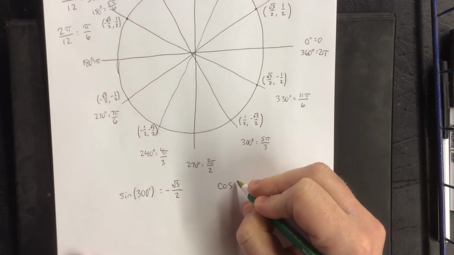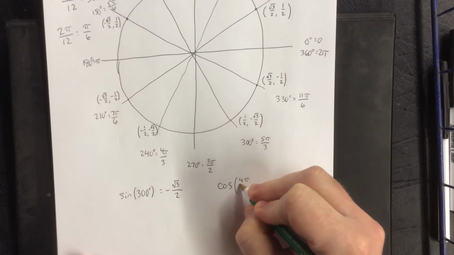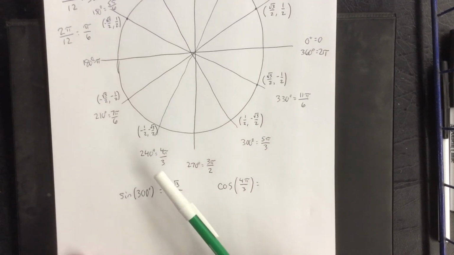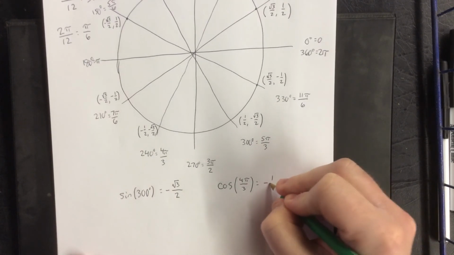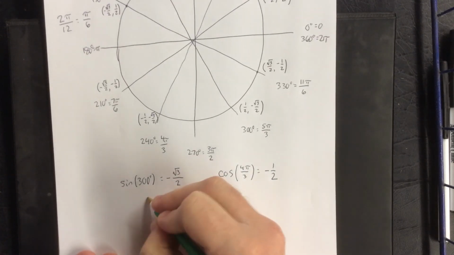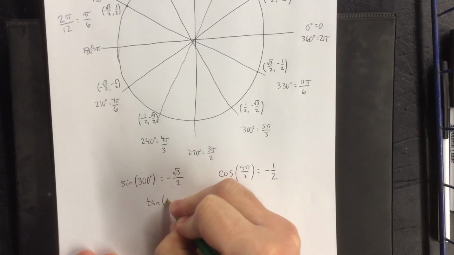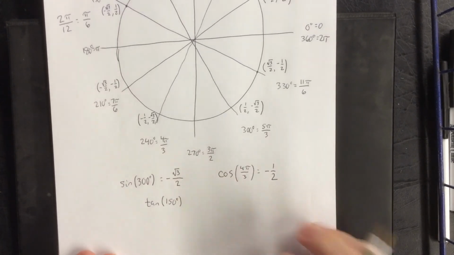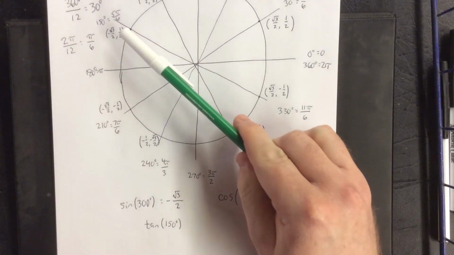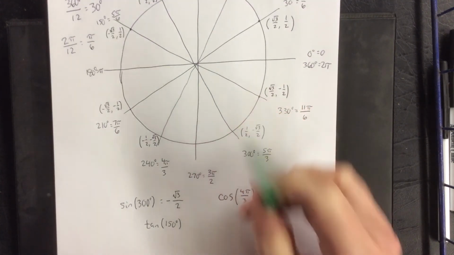Whereas if we did something like the cosine of 4 pi over 3, we go to the angle 4 pi over 3. Cosine would be the x-coordinate. That'll be negative 1/2. Whereas if we wanted something like the tangent of 150 degrees, we would have to find the 150-degree angle. 150 degrees is right here. Here are your two coordinates.